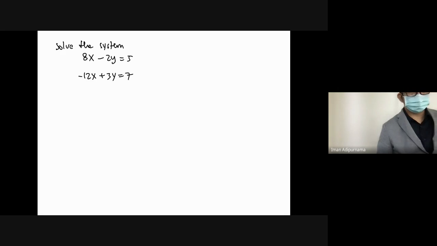Okay, another example, and then we can also see what kind of system it is. So 8x minus 2y equal 5, negative 12x plus 3y equals 7. Okay, solve the system. Can you try to solve the system for this x and y?